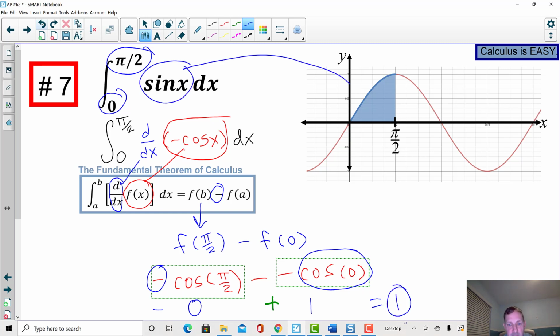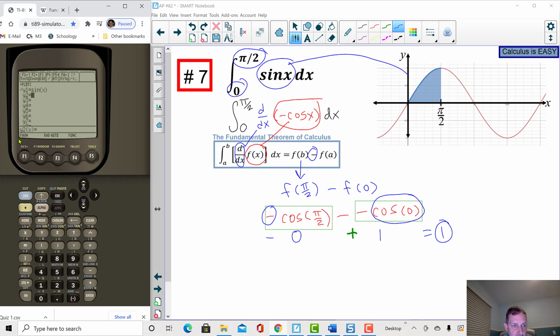Let's do that with our graphing calculator. I'm going to type in my function under y1, then go to the home screen. I want to do the integral of y1 of x, but I want x to go from 0 to pi halves. Push enter, and the answer is positive 1.